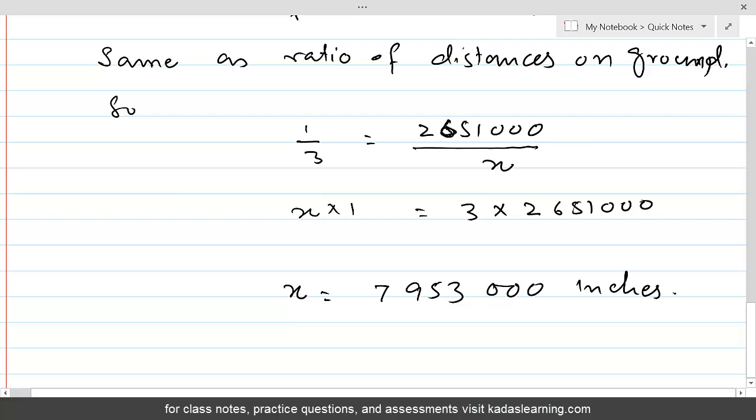So this is all about scale diagram. Remember, the size on the paper is simple representation of distance on the ground.